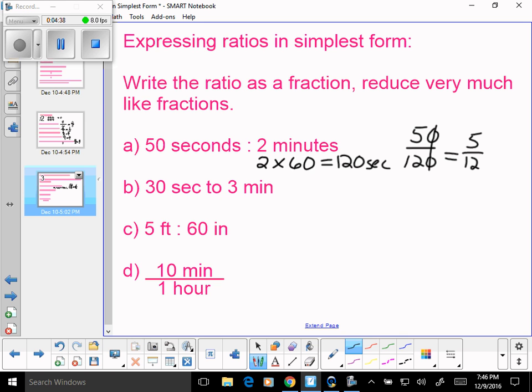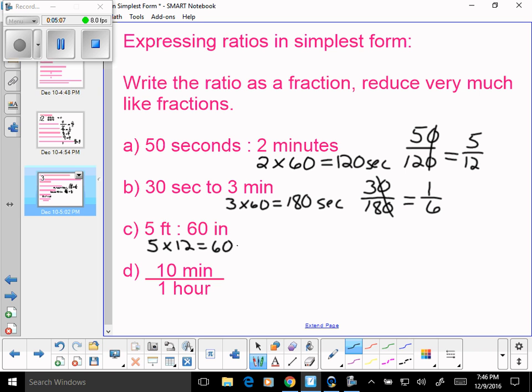We first have to convert the 3 minutes by taking 3 times 60 to get 180 seconds. Now I can put 30/180. 0 over 0, remember that's 10/10, but 3/18 can also be reduced to 1/6. In C, we have 5 times 12, which is 60 inches.